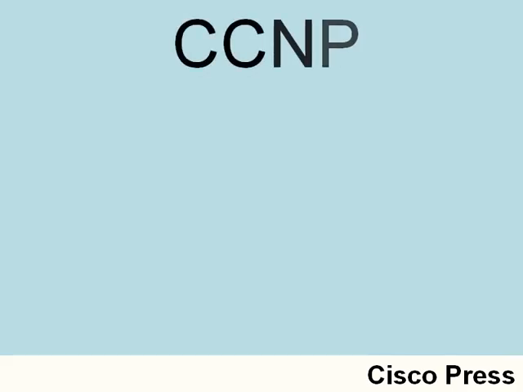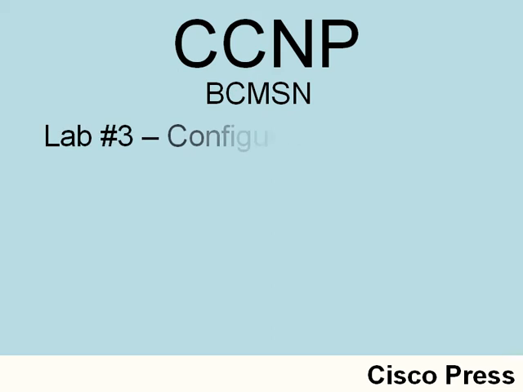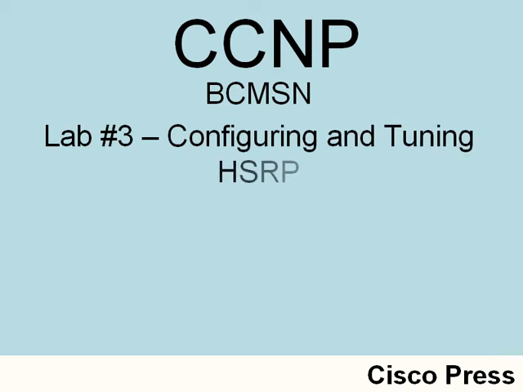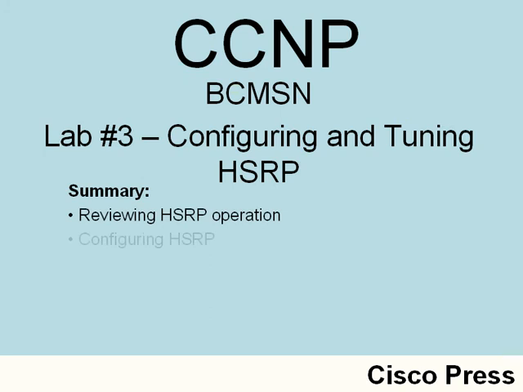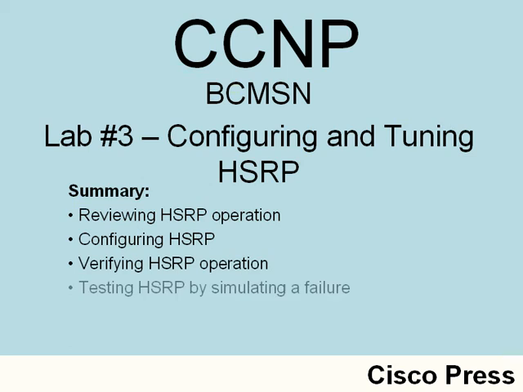Let's review where we have been in this lab. In BCMSN lab number 3, we took a look at how HSRP, the Hot Standby Router Protocol, could help provide redundancy, perhaps for a PC pointing to a default gateway. We reviewed the operation of HSRP. We took a look at the configuration commands to set it up. We used a series of standby commands. We verified HSRP operation with the show standby command, and we even simulated a failure by unplugging a cable from router R1's Ethernet interface.